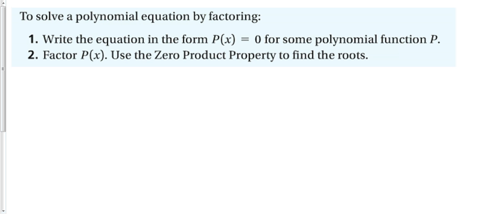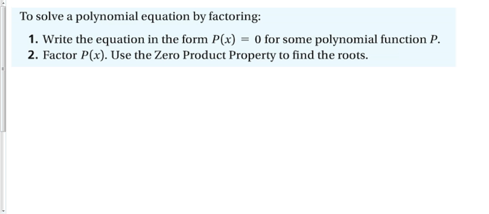Just like we used to do with quadratics, we're going to write the equation in the form p of x equals 0 for whatever polynomial we are starting with. All that means is set it equal to 0. If it's not equal to 0, make it equal to 0. Step 2 is to factor the polynomial, factor p of x. Then once it's factored, use the zero product property to find the roots.